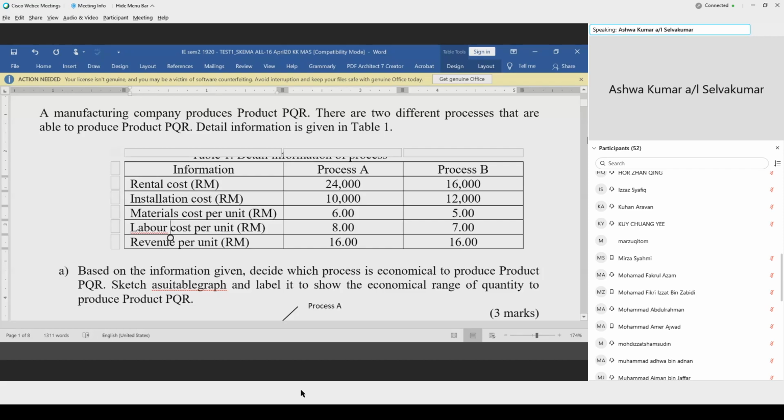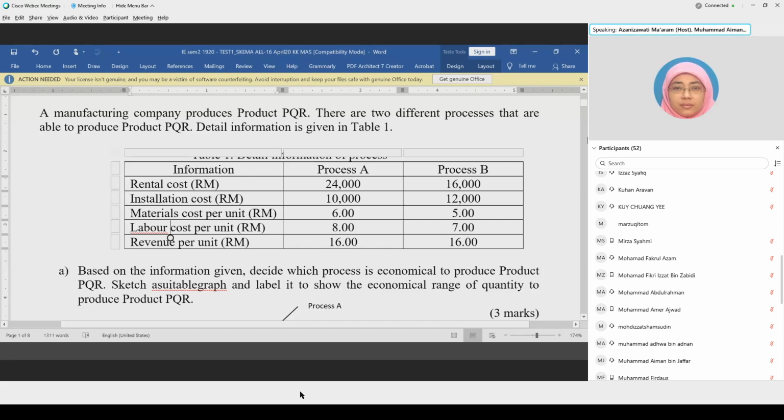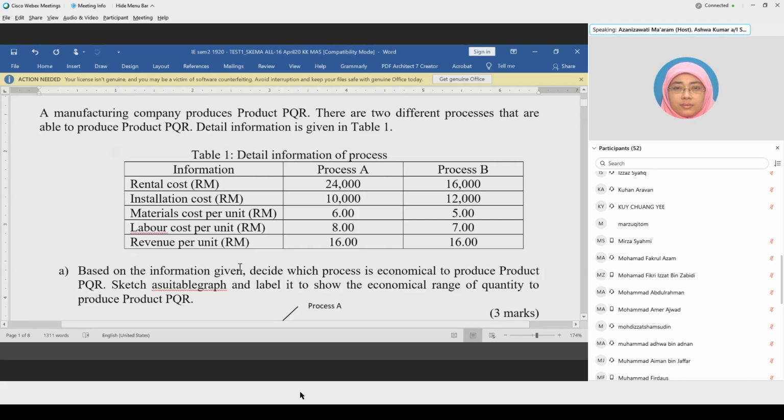Rental cost. Installation cost. Is there anything else? No, there isn't. The others are per unit. So only rental cost and installation cost. So it means the total for fixed cost. Okay, we put it here.